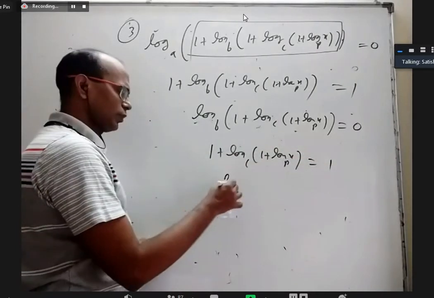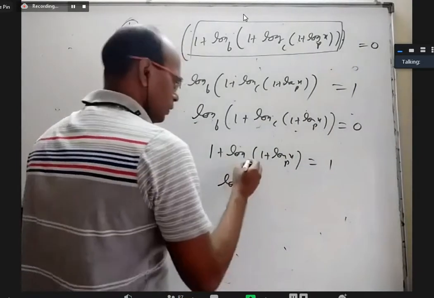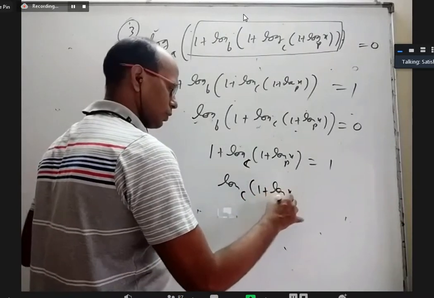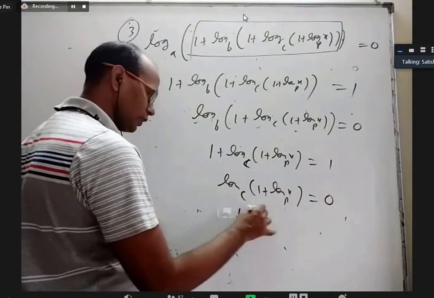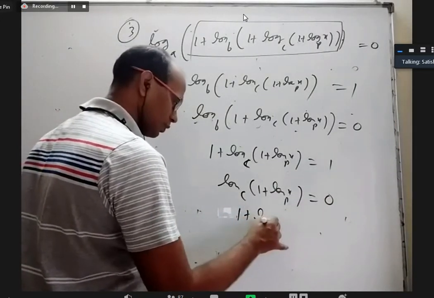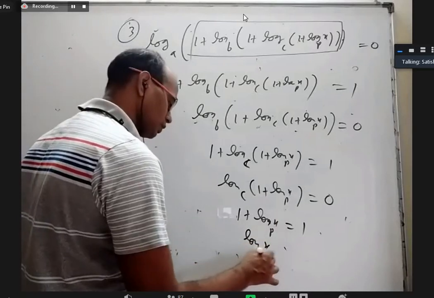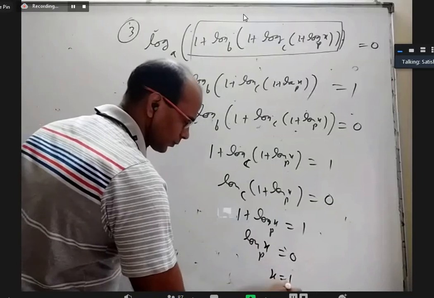1 and 1, when you remove it, log of something is 0 means the inner part should be 1. Again, log c of 1 plus log x base p is 0. Log of something is 0 means that should be 1 again. Log x base p is 1. Send 1 that side. Log x base p is 0. Log of something is 0 means it should be 1.